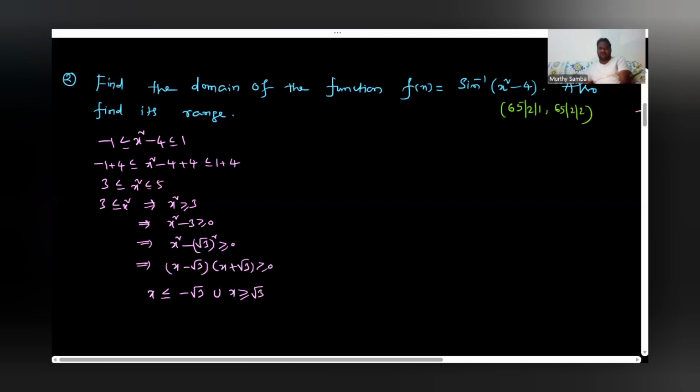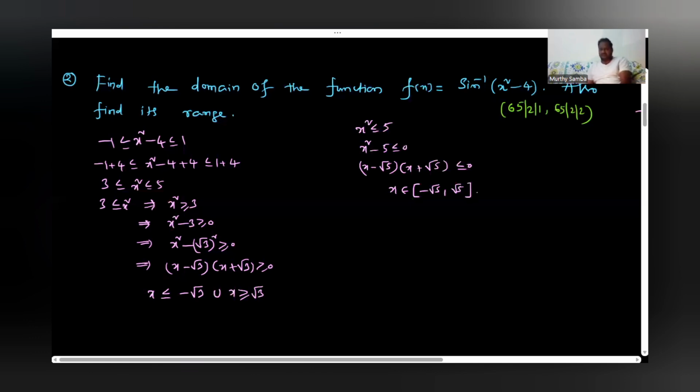And what is the second inequality? x square less than or equal to 5. Again, you can write it as x square minus 5 less than or equal to 0. So this can be written as x minus root 5 into x plus root 5 less than or equal to 0. Less than or equal to 0 means x lies between minus root 5 and plus root 5. So here x belongs to closed interval minus root 5 comma root 5. This is the solution for the second inequality.